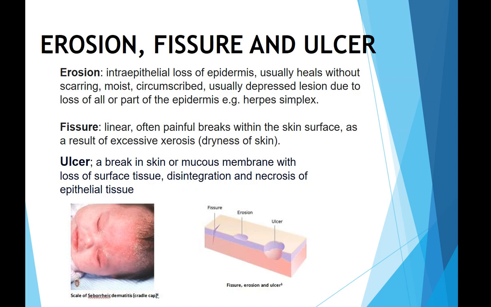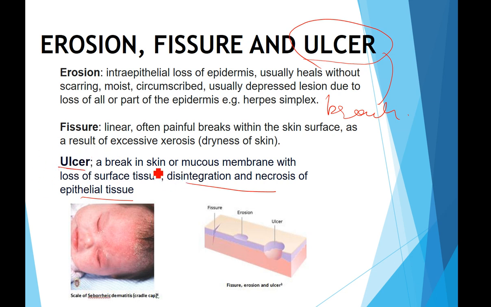Now, moving towards another secondary skin lesion, you may have heard the terms erosion, fissure, and ulcer. These terms seem similar, but they are completely different from each other. First, we'll do the ulcer because that's more dangerous, right? An ulcer is basically a breach or break in the skin or the mucous membrane, covering almost the whole layers, and there is disintegration and necrosis of the epithelial tissue. It means an ulcer is more dangerous than erosions and fissures.